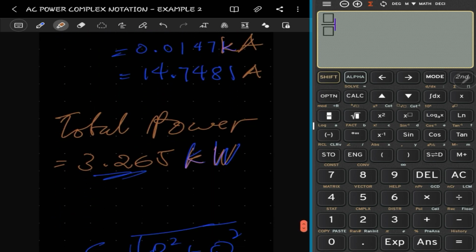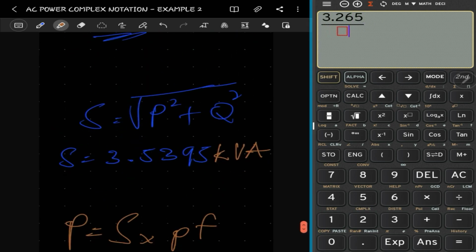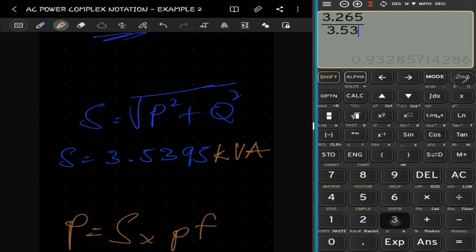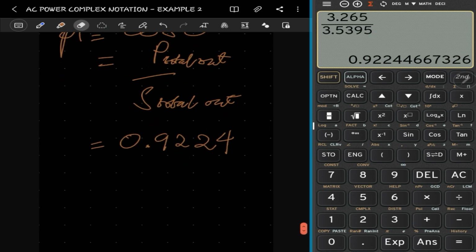to be 3.265, and the total apparent power to be 3.5395, right? So that gives us a power factor of 0.922. Now, how do we get to know whether it's leading or lagging? It will depend, and we'll look at that very soon.